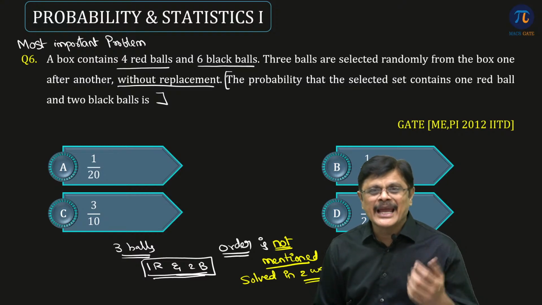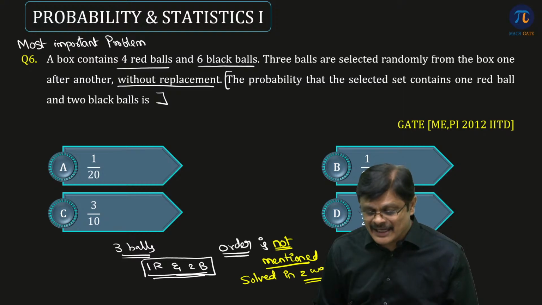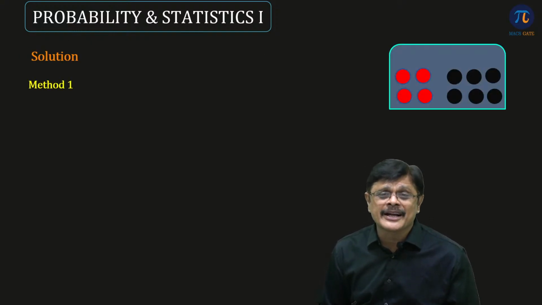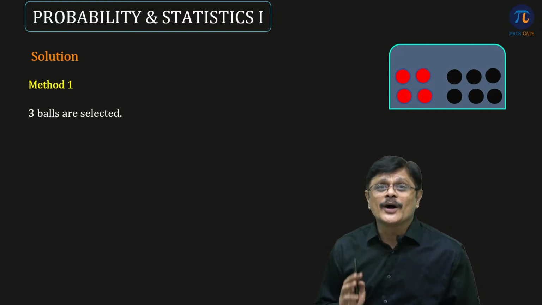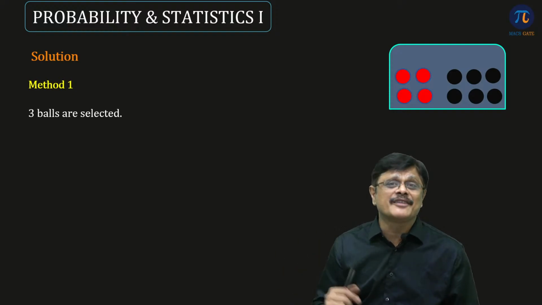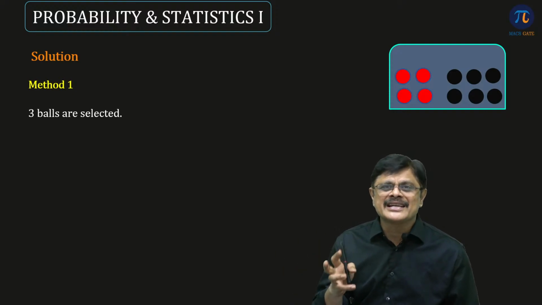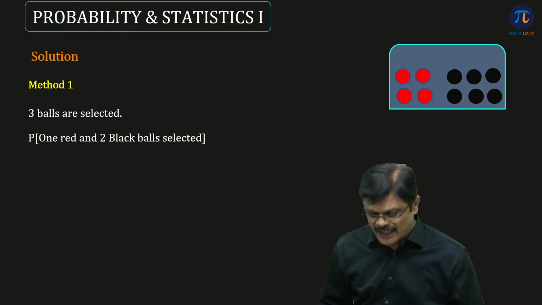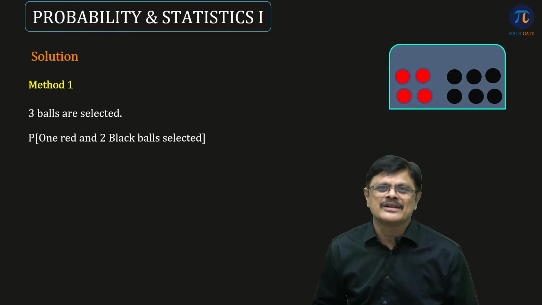The same problem can be interpreted like this. 3 balls are selected. Actually, what happened? The 3 balls are selected one after the other without replacement. But you can just say that 3 balls are selected, and you can just find the probability of selecting 1 red and 2 black balls.